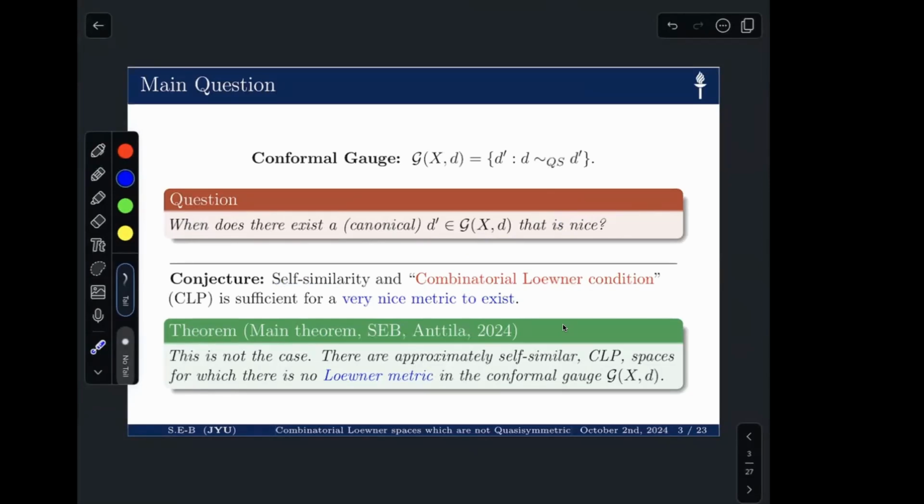So it gives an affirmative answer, at least to a certain interpretation of this general question: are there canonical good metrics in the conformal gauge? And our main result with Riku says that this conjecture, at least as stated, is false. So there are counterexamples which are approximately self-similar, combinatorially Loewner, this CLP condition is throughout this talk abbreviated as CLP, in case you wonder, and which are not nice. And this nice will involve a notion called the Loewner condition, which I will also define shortly.